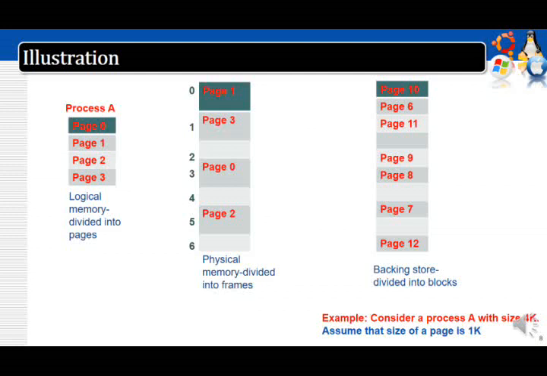So that is why we are saying that the logical memory is divided into pages, and physical memory is divided into frames. The size of a page and the size of a frame will be equal. Here the size of a page or frame is equal to 1K.